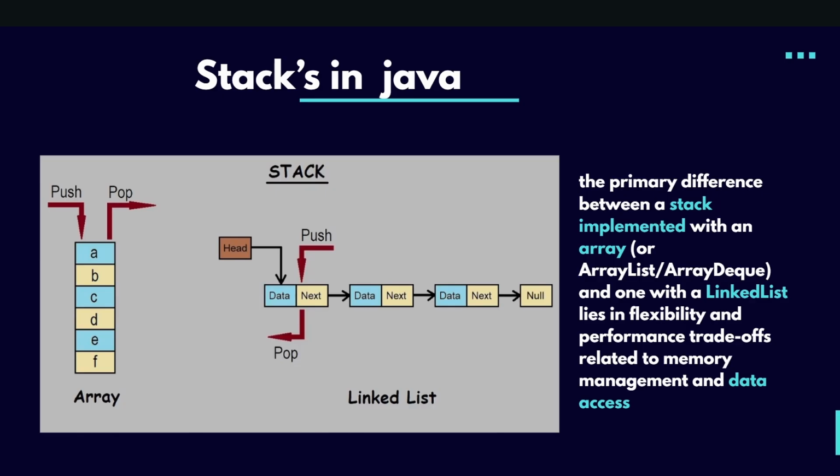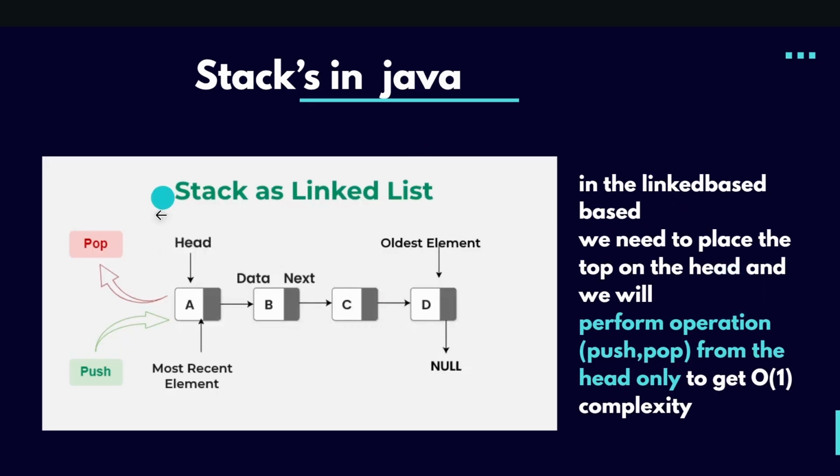You might be confused at this time: what is this kind of situation? Why are you doing push here and pop here? Because this is the head, this is the top. Here the head is known as the top. So we are doing all operations from here. This is known as the bottom. You can get this clear from this image. You need to perform the push here, the pop here, and the head is here. Because this is the most recently used element, and here is the oldest element.